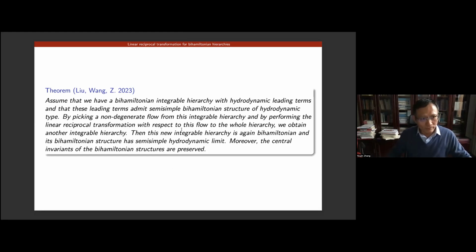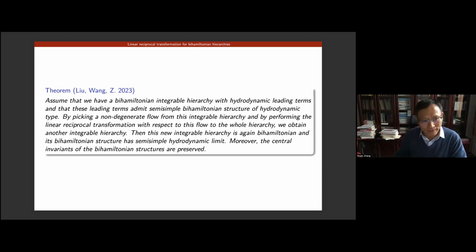Assume that we have a bihamiltonian integrable hierarchy with hydrodynamic leading terms, and that these leading terms admit a semisimple bihamiltonian structure of hydrodynamic type. Then among these flows, we can pick a non-degenerate flow from this integrable hierarchy and perform a linear reciprocal transformation with respect to this particular flow. We do this linear reciprocal transformation to the whole hierarchy.